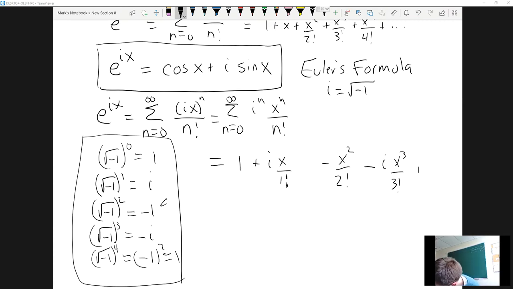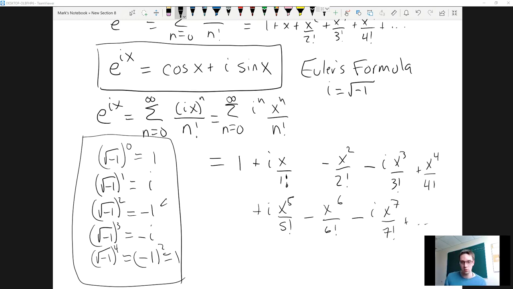Okay, and so after that, I'll have x to the 4th over 4 factorial, and then plus i times x to the 5th over 5 factorial, minus x to the 6th over 6 factorial, minus i x to the 7th over 7 factorial. And we could go on as long as we want, but what I want you to notice is that we're alternating between the things that have i and things that do not.